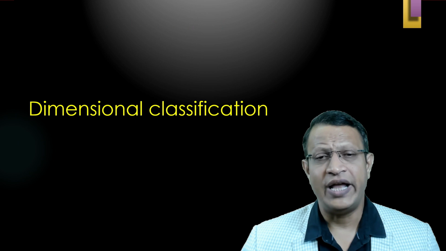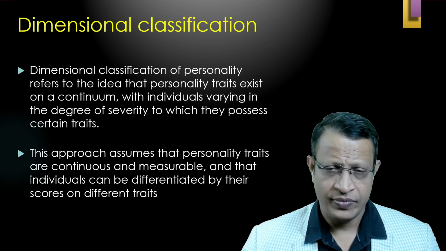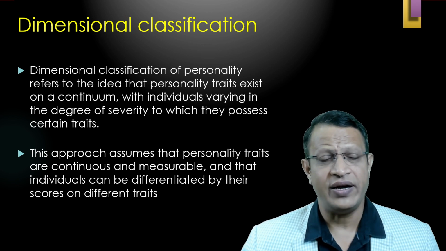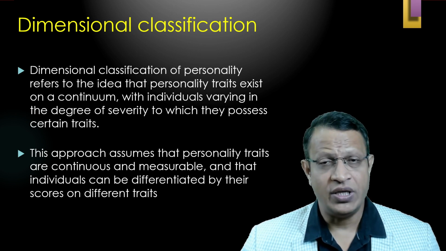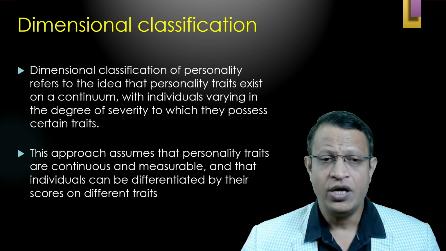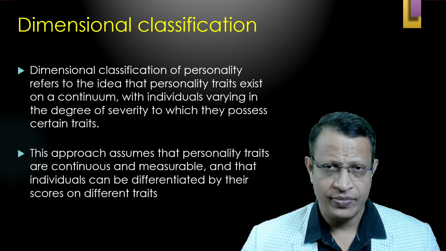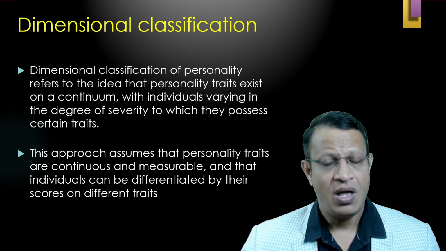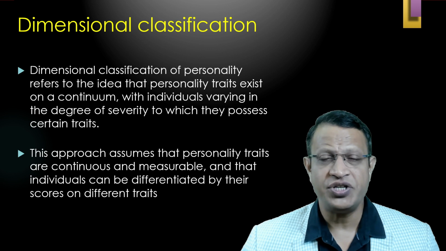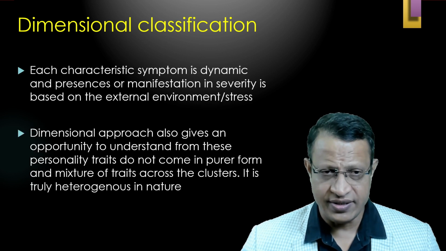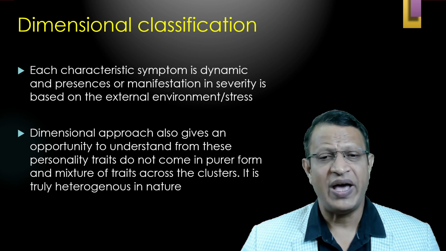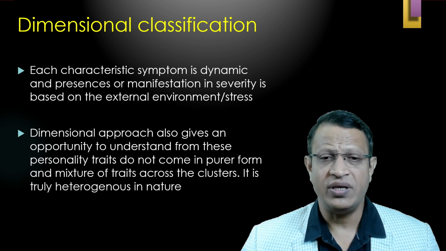Now let's move into dimensional classification of personality disorder. Dimensional classification of personality disorder refers to the idea that personality traits exist on a continuum. That means a spectrum, with individuals varying in the degree of severity to which they possess certain traits. This dimensional approach assumes that personality traits are continuous and measurable, and that individuals can be differentiated by their scores on different traits.